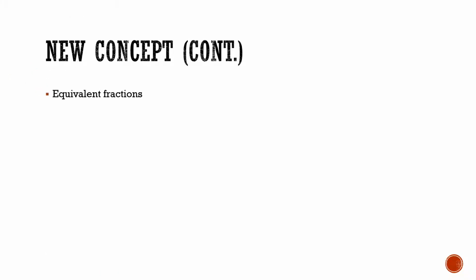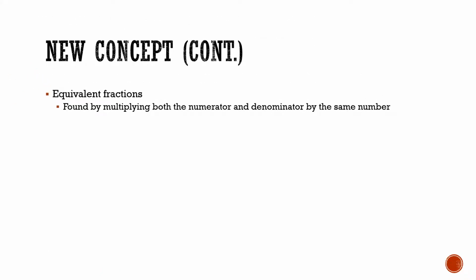Let's talk about equivalent fractions. Equivalent fractions, you find those by multiplying both the numerator and the denominator by the same number. So if you're asked to find a fraction equivalent to 1/2, you could just take 1/2 and multiply it by 3/3. So if you multiply 1/2 by 3/3, you end up with 3/6, which is an equivalent fraction for 1/2.